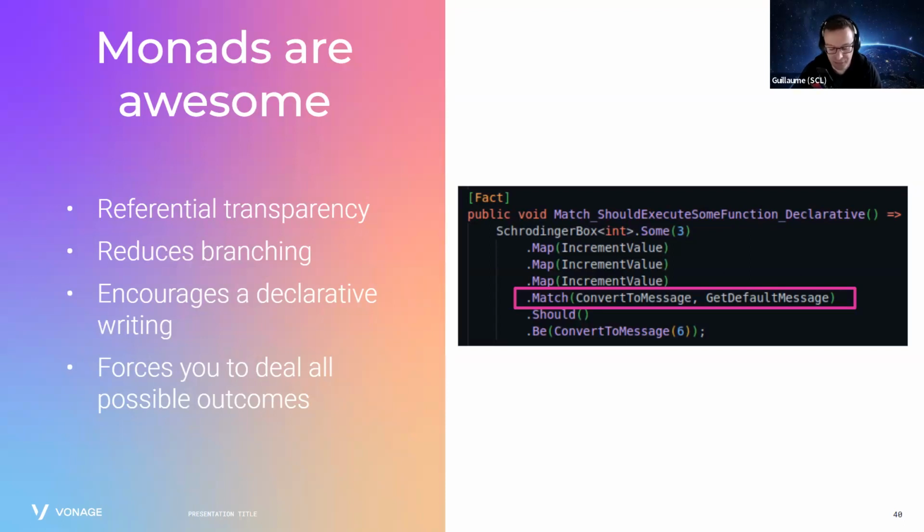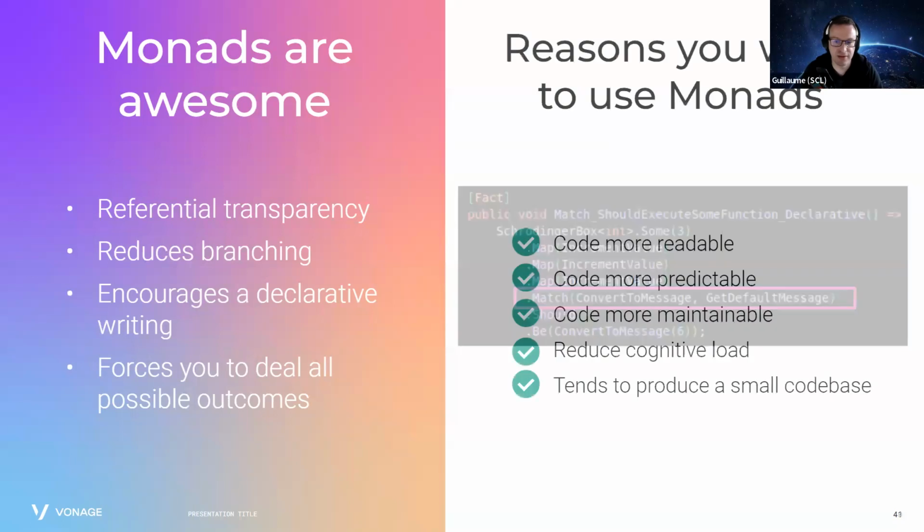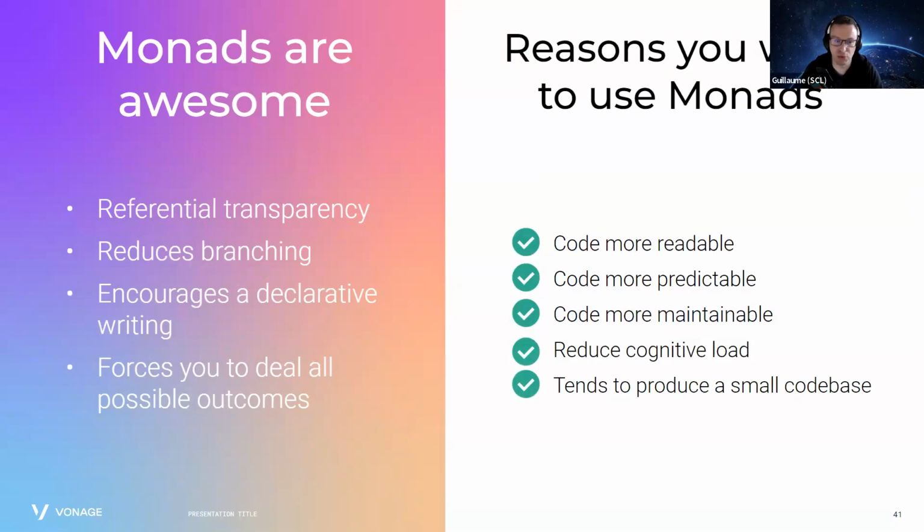So I like that. Now, all of this is great, but it's not why you would like to use monad in the first place. Actually, those features, we don't really care about them when you develop. What you care about is all the positive side effects. The code is more readable, more predictable, more maintainable. Isn't it what we all thrive for? Writing clean code, reducing the cognitive load, having smaller code base. All of these are boxes I want to tick as often as possible, you know.